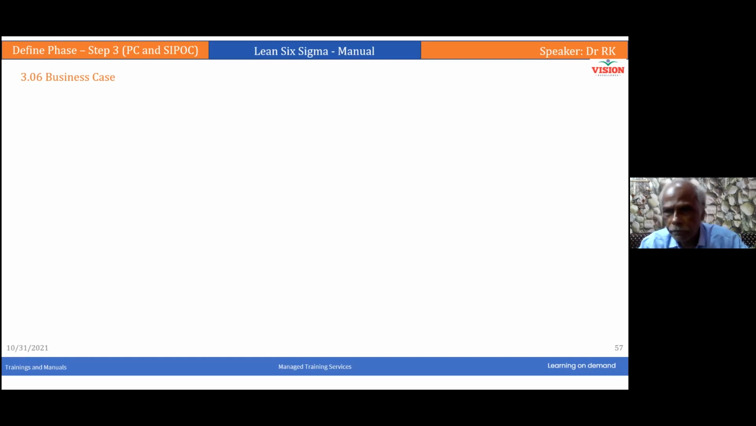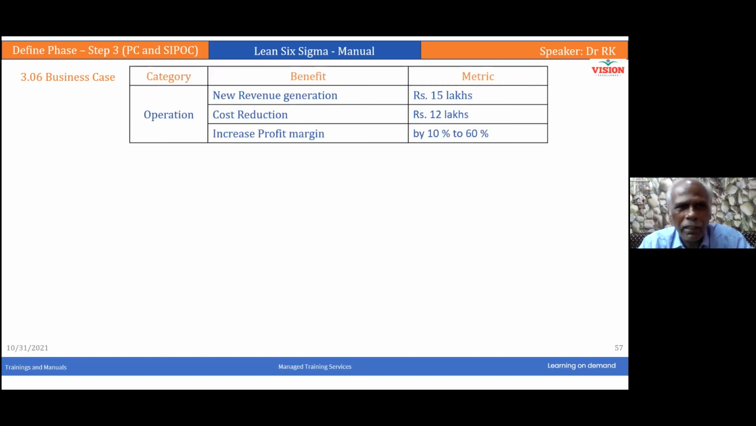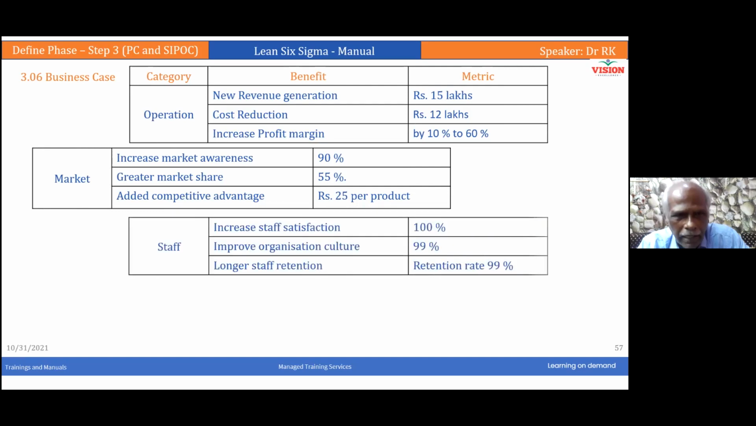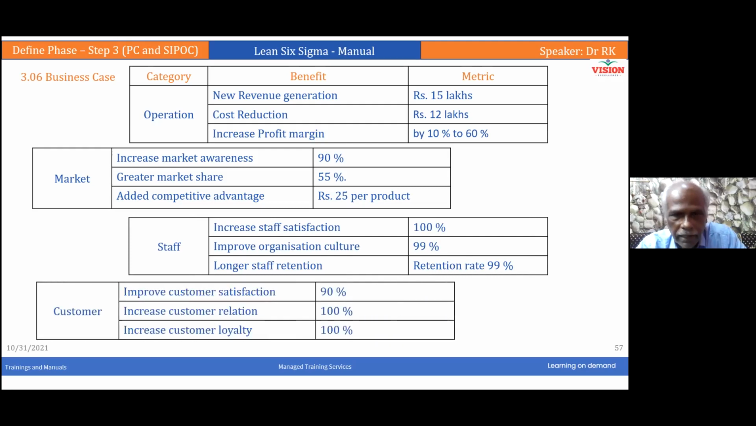I'll just cover it. Now, these are all the business cases where a businessman will be interested, because ultimately, you have to quantify it, right? So, new revenue generation. This is operations. And then this is the marketing side: increase market awareness, greater market share. Make it 95, not 55, because nobody will be happy with 55. And then staff, 100% employee retention, because employees are very important. For Google and other places, employees are very important. That is why they give every facility, even in transportation, so you can enjoy anything. And then customer. Everything is quantified in the business case, right?